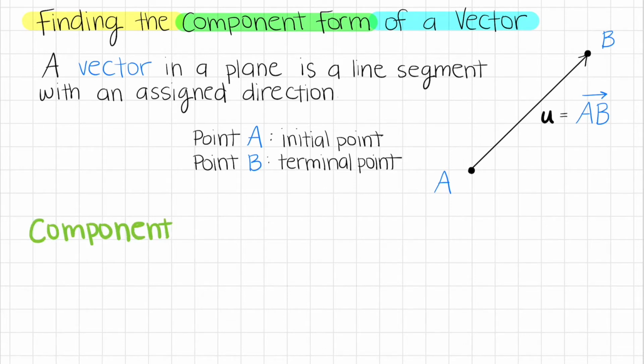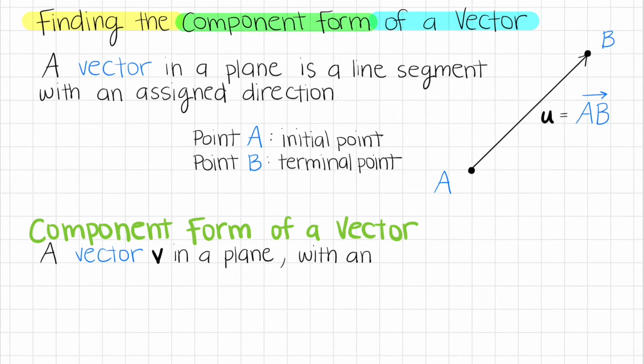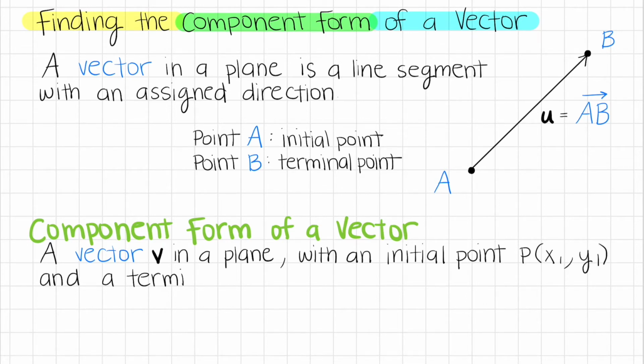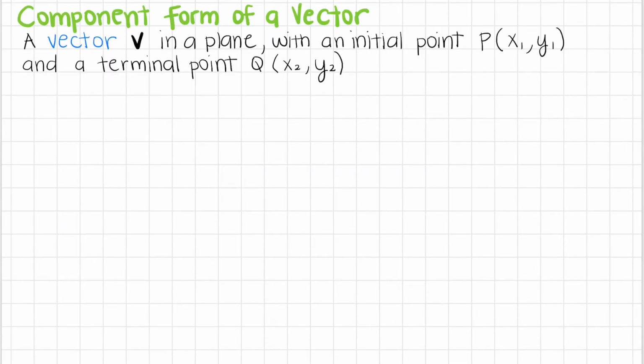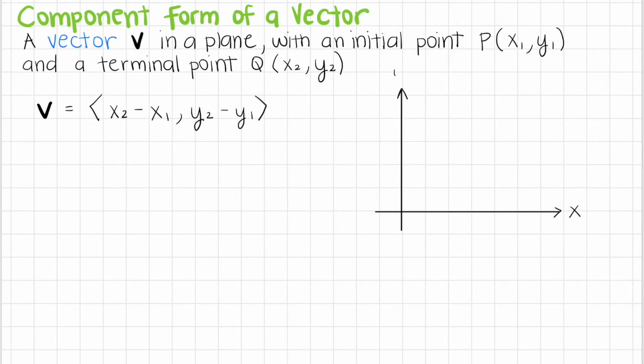Let's talk about the component form of a vector. A vector V in a plane with an initial point P (x1, y1) and a terminal point Q (x2, y2), we have the formula for a component form of a vector, V equals x2 minus x1 and y2 minus y1. So let me show you what this looks like on a graph.